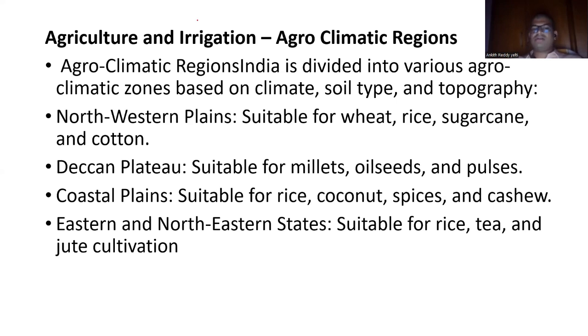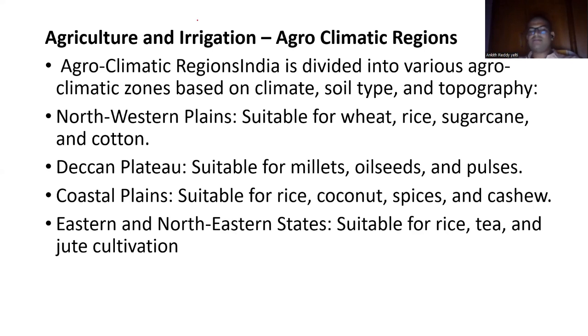So based on the climate, types of soil, and topography, you can divide India into several agroclimatic regions. So what type of soil you have, the climate that the region experiences, the topography. For example, the northwestern part of India is more suitable for wheat, rice, sugarcane, and cotton. So that's why they are largely grown.